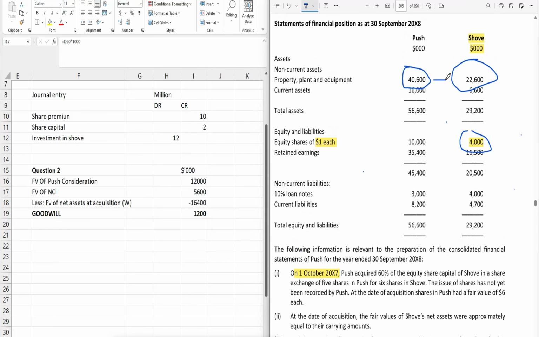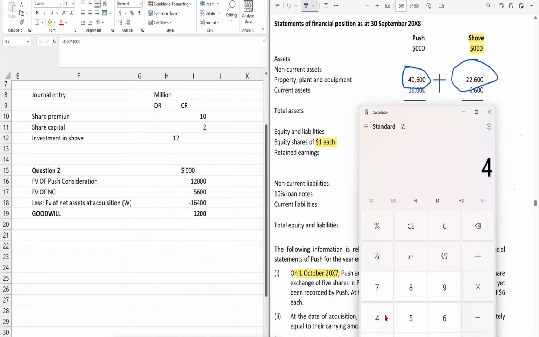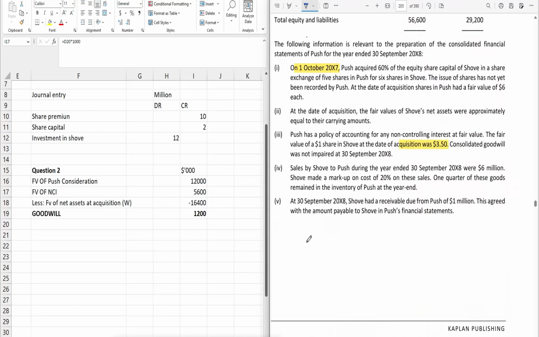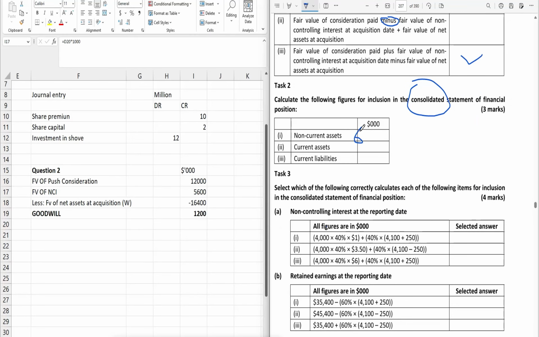So adding these two, let's add together. Where is my calculator? Yes, 4,600 plus 22,600. So 63,200. All right, so we will write down here 63,200. And they have taken 30 common. Please make sure to check this.